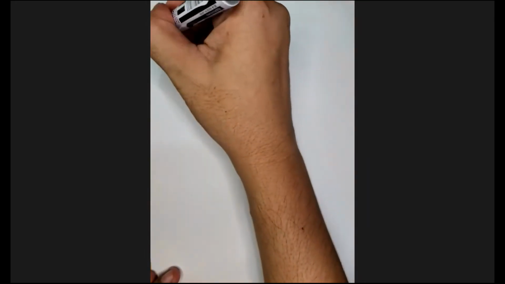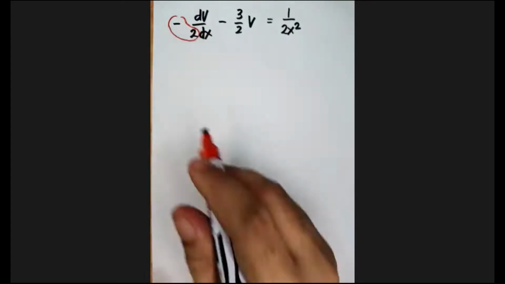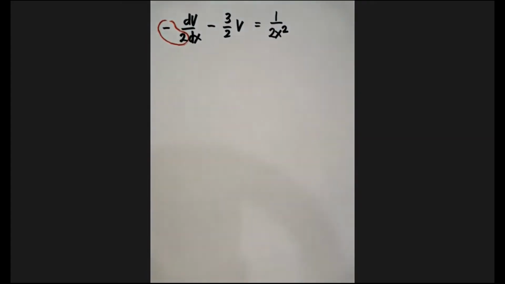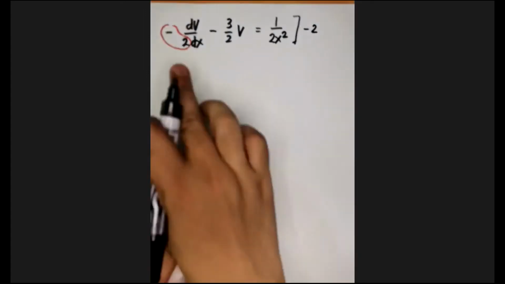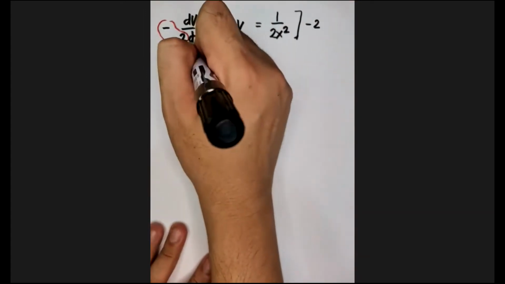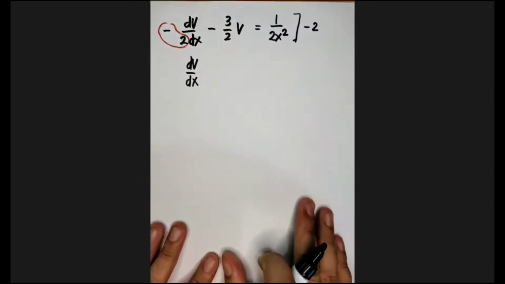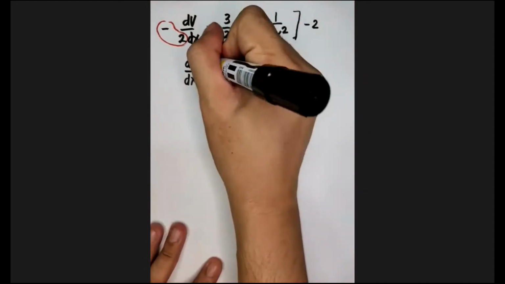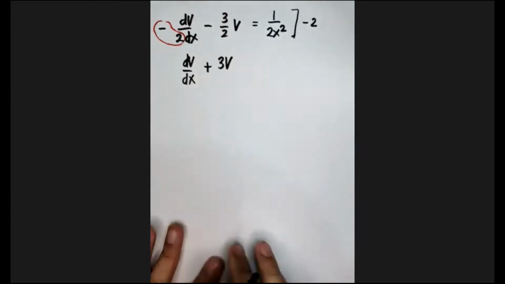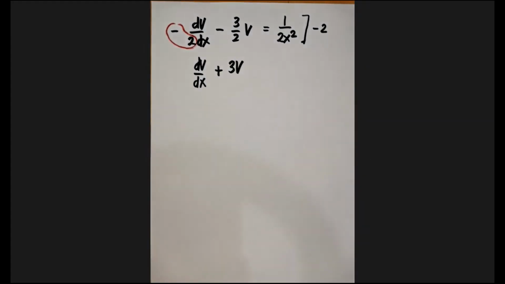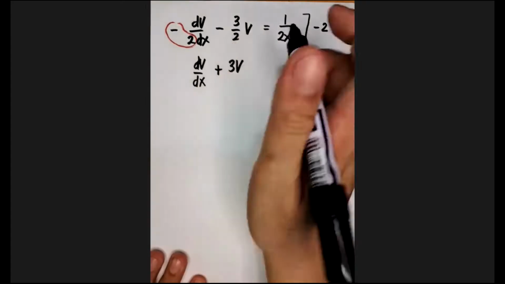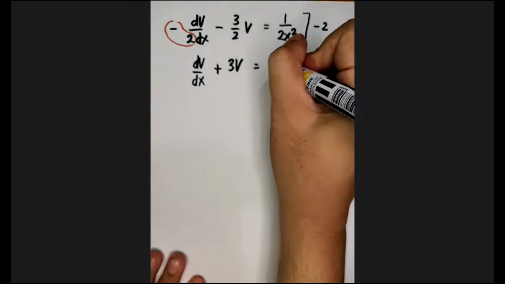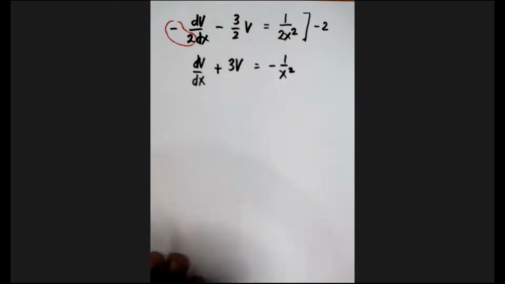negative, yung negative 1/2. Okay, so dapat mawala yung negative 1/2. So let's multiply the whole equation by negative 2. Ayan. So para maging lang siyang dv over dx. Okay, multiply natin to dito. So magiging positive 3v. Tama ba? Positive 3v. Cancel yung 2 is equal to negative 1 over x squared.